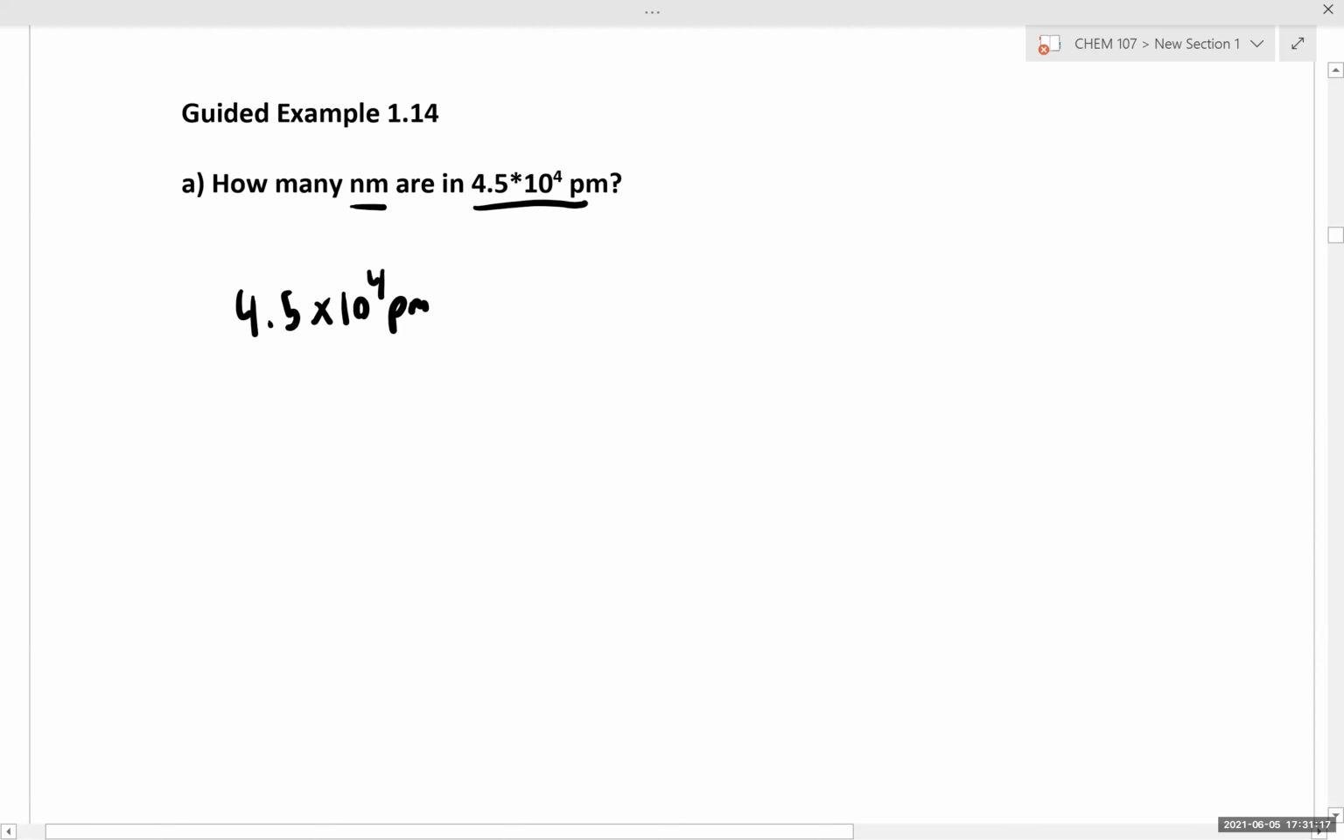So my first step is to identify my starting units. I'm given starting units of picometers. And what are my desired ending units? In this case, they are nanometers. Now, we have two prefix units. So rather than going directly from prefix to prefix, instead we're going to go through a base unit. And the shared base unit for picometers and nanometers is going to be the base unit of meters.